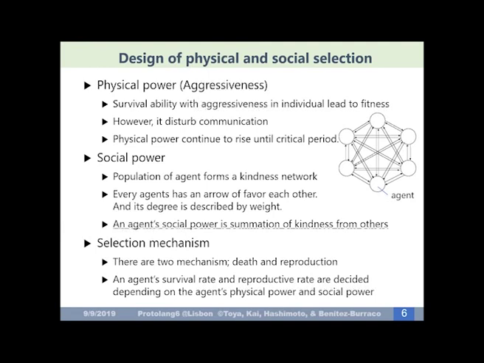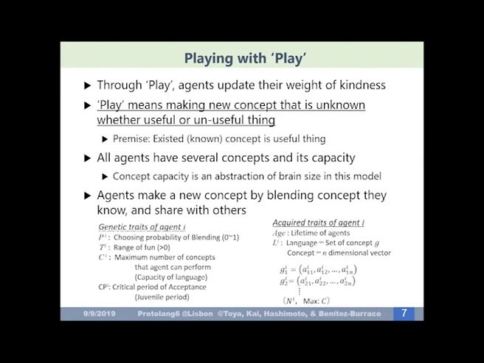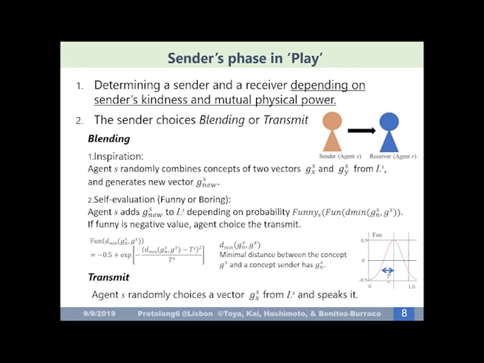Next, in this simulation, agents update their weight of kindness arrow through playing with prey. Prey means making a new concept that is unknown whether useful or not. All agents have several concepts and a capacity. Agents make a new concept by blending known concepts and share it with others. These are parameters of this simulation: the choosing probability of blending, the range of fun, namely tolerance, and the maximum number of concepts. I won't explain the details, because as more important information, I will explain the algorithm of prey.